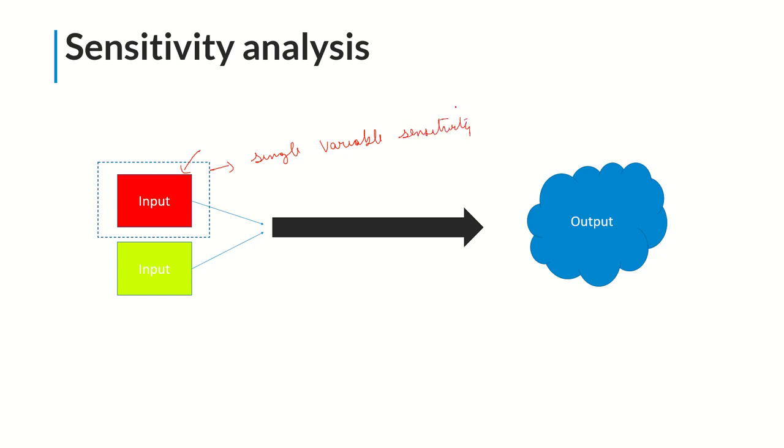And Excel can deal with two variables at a time. That is, it can deal with say x and y. If we are dealing with two variables at a time, what if x and y change? What will be the value of my output? That is called two variable sensitivity, right? So let us learn how to perform this in MS Excel.